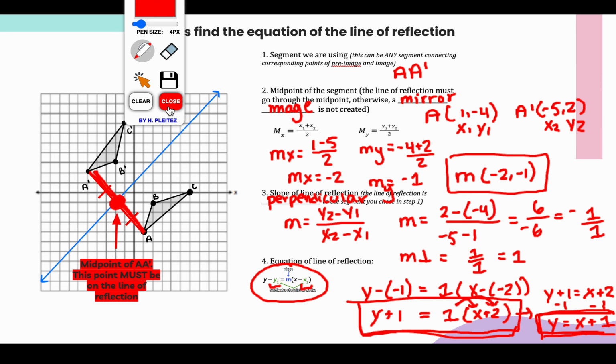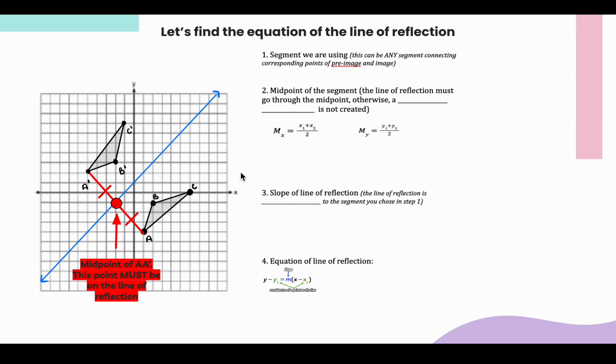So remember, just to wrap it up, we can follow these 4 steps every single time when we're trying to find the equation of our line of reflection. And just remember, when your line of reflection is slanted, you need to count in 2 directions. So you're either going to the left and up, or to the left and down, or to the right and up, or to the right and down.